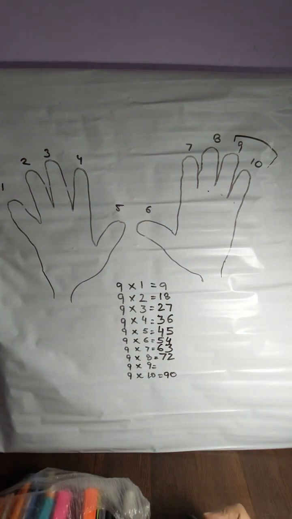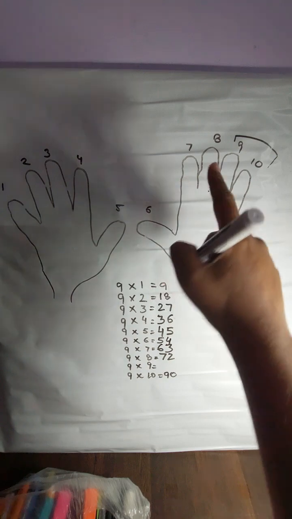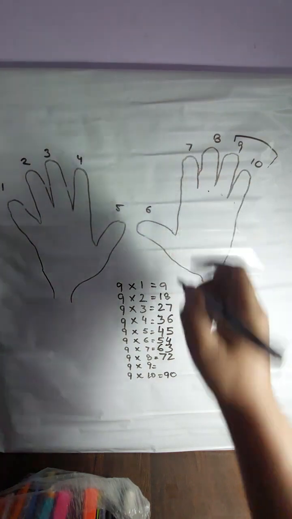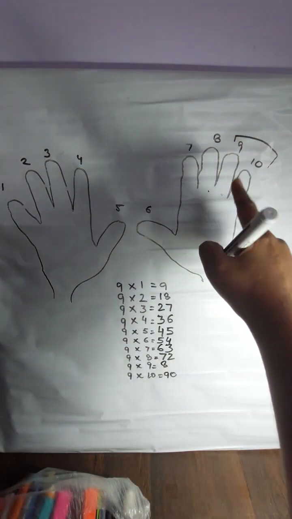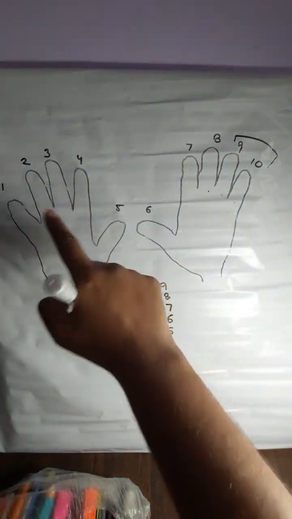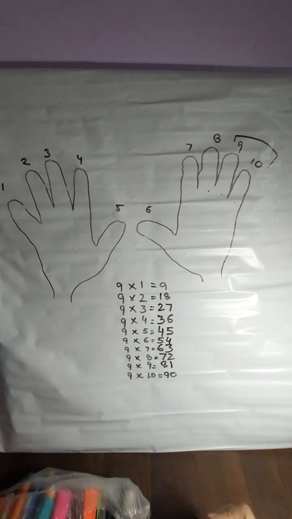Then what is 9 into 9? 1, 2, 3, 4, 5, 6, 7, 8, 9. One before the 9, that is 8. And here is the 9: 1, 2, 3, 4, 5, 6, 7, 8, 9. So after that 9, it's 1. So this is the table which you will memorize very easily with our fingertips.